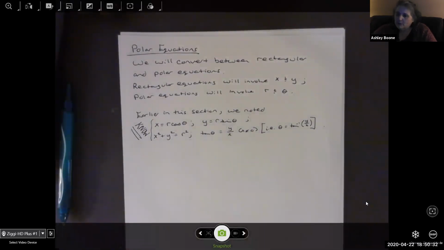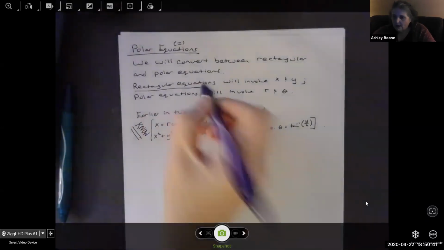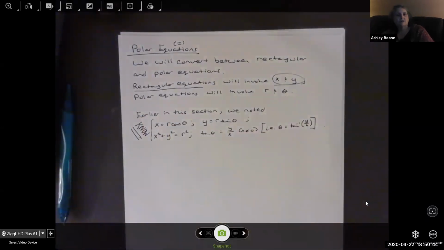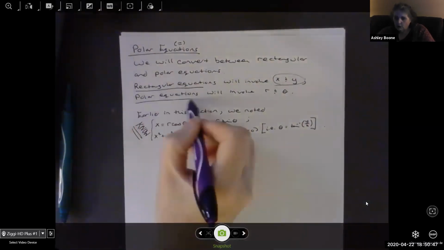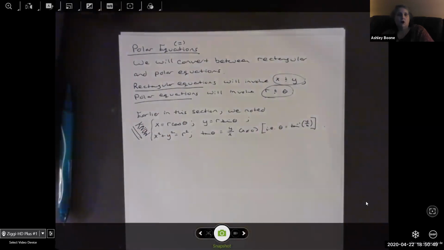Now, equations. Remember, when you think equations, think of an equal to, okay? When we're talking about rectangular equations, we're going to have equations that have x's and y's involved, no r's and thetas. When we have polar equations, we're going to have r's and thetas involved, no x's and y's. So we want to be able to convert between rectangular and polar equations in either order. These are our useful guys that we're going to make a lot of use of in this section, okay? So let's go through and look at some examples.